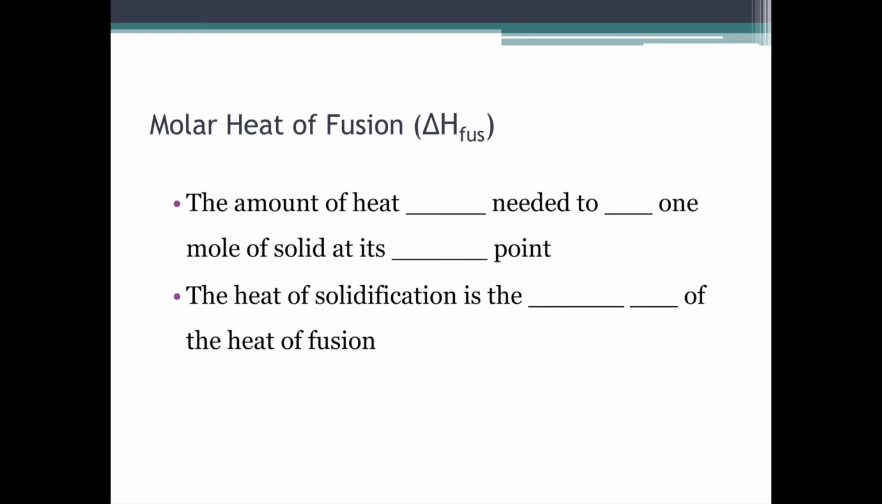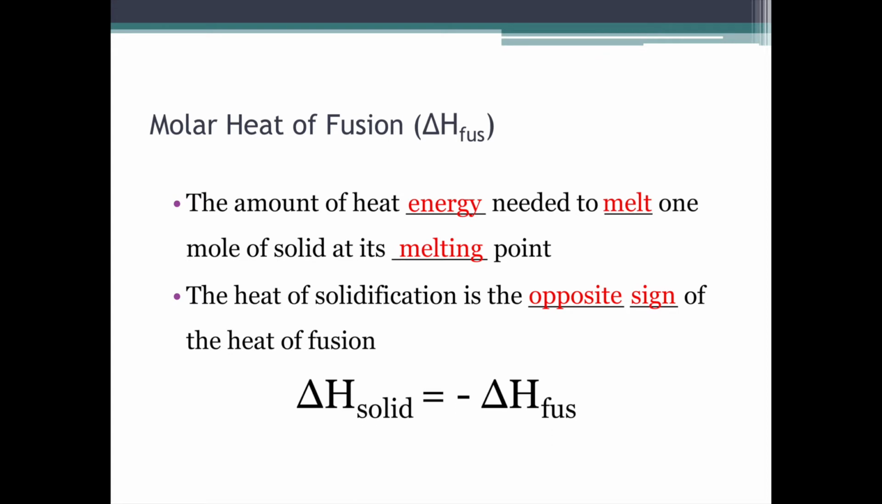Now, molar heat of fusion, or delta H fuse. This is the amount of heat energy needed to melt 1 mole of solid at its melting point. Fusion is just a more scientific word for melting. Now, the heat of solidification, which is the opposite process to melting, is the opposite sign. So delta H solid is equal to negative delta H fuse.